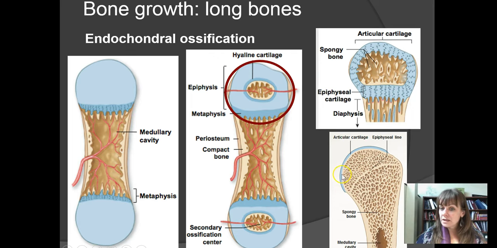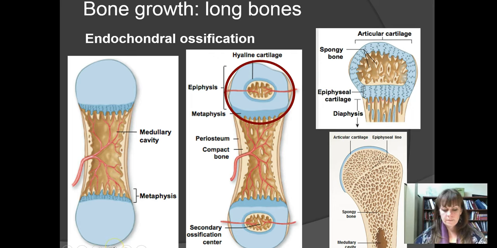Notice that you still maintain a little bit of this cartilage right here. It is the articular cartilage, so this is the part that will be in contact with another bone up in this region. So this is endochondral ossification. Okay.